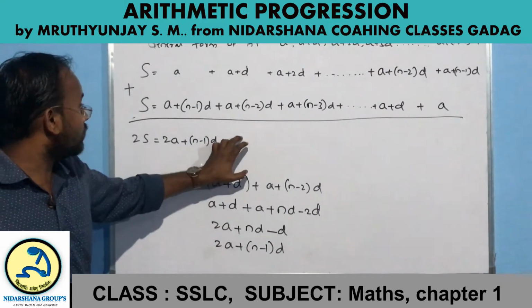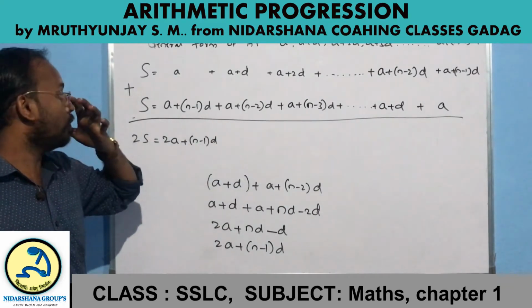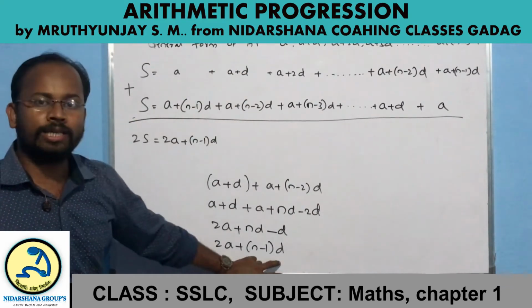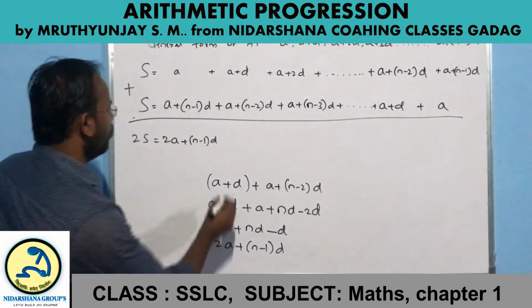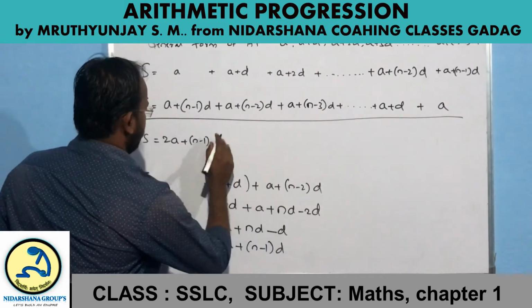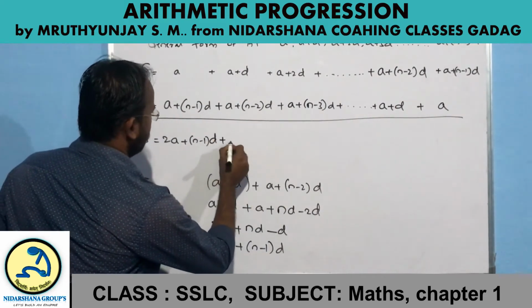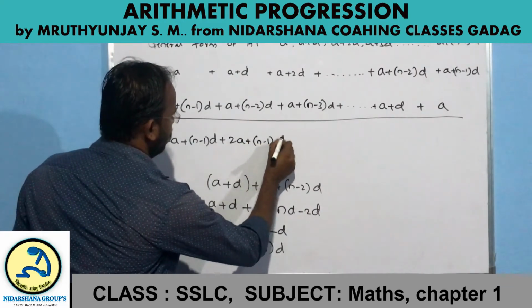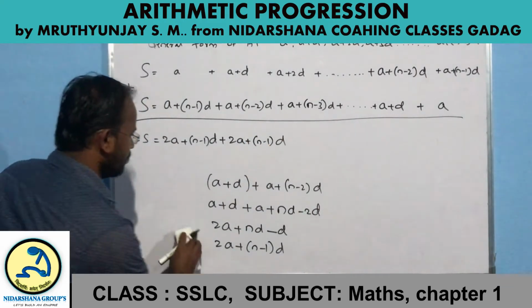In this second term, when we add the second terms of both equations, we get the same thing, that is 2a plus n minus 1 into d. So I will write that here. That is 2a plus n minus 1 into d. Okay, so I will write this.